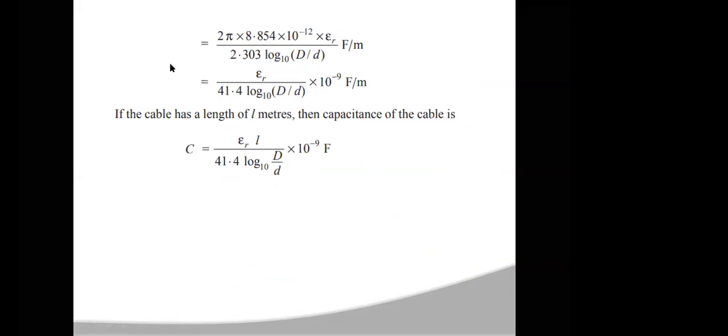Is there any doubt here in the derivation? You have calculated the insulation resistance expression as well as the capacitance.